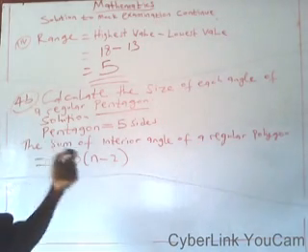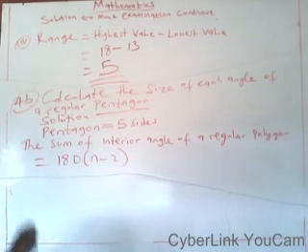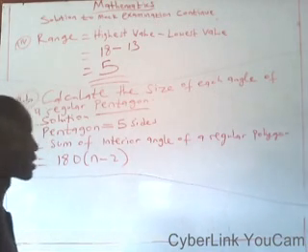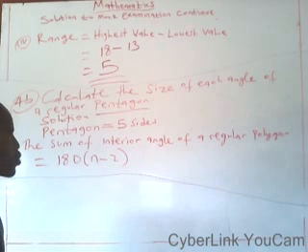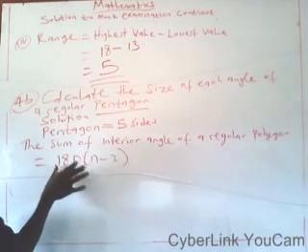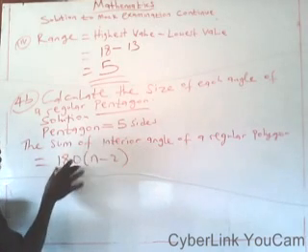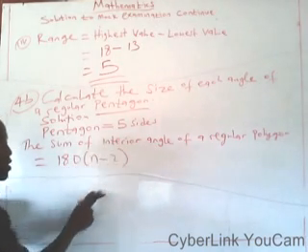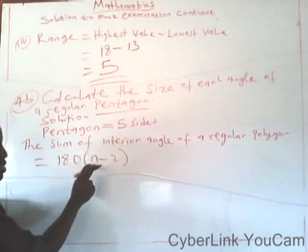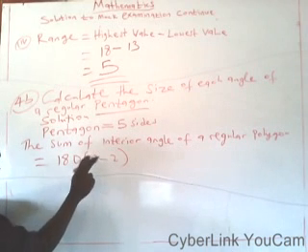If pentagon is 5 sides, and we are to find the size of each angle, the first thing we are going to do is find the sum of all the angles in that particular polygon. What is the sum of the angles? The sum of interior angles of a regular polygon is 180 into bracket n minus 2. The n here simply means the number of sides.